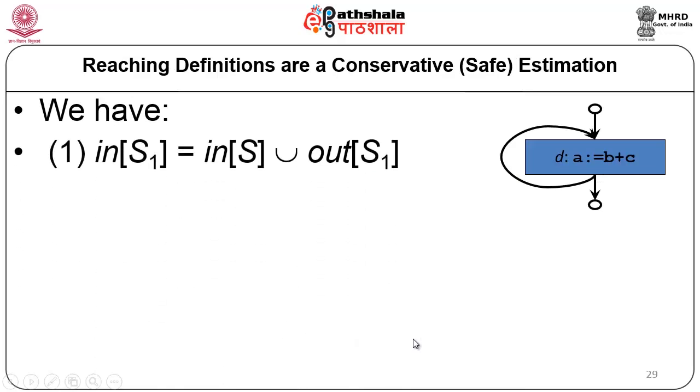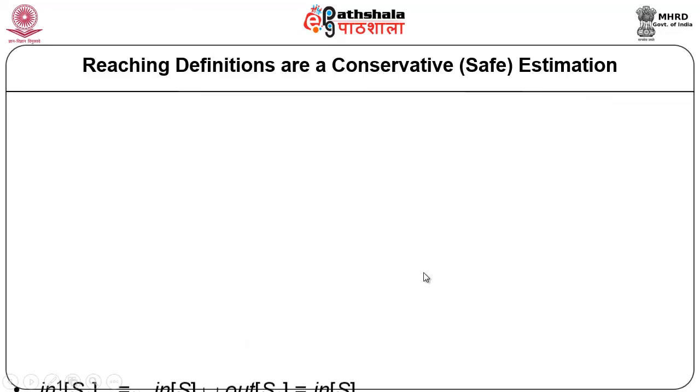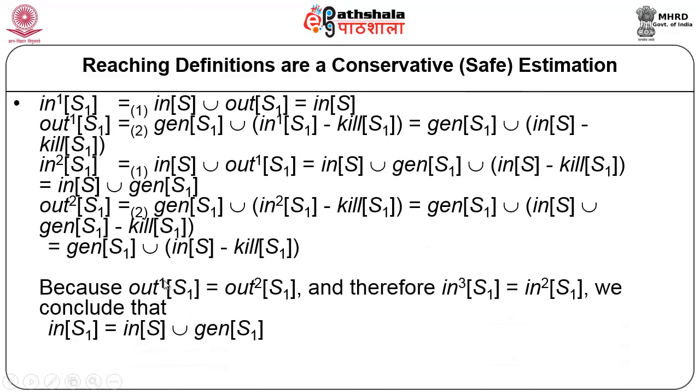So, here in this example in of S1 is union of in of S union out of S1 and out of S1 will be gen of S1, this is the same formula. Solve for in of S1 and out of S1 by estimating in of S1 using safe but approximate out of S1 equal to null. You can then recompute, and by keeping on going we can come to a closure. Now, this is again one more scenario where you compute in multiple iterations and then try to optimize it.